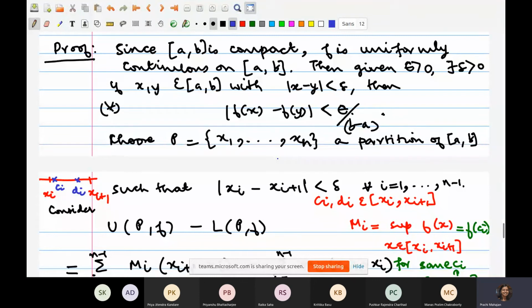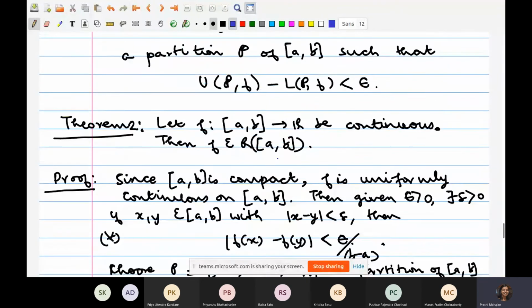So all of this says that given an interval AB, closed and bounded interval, compact set, and f a continuous function there, it follows that f is integrable. Is this okay with everybody?